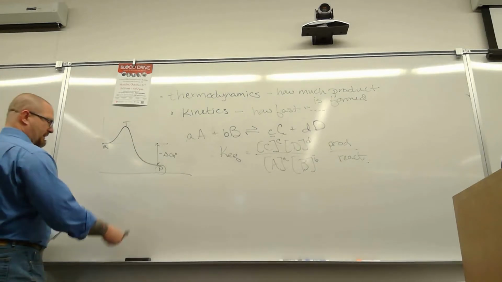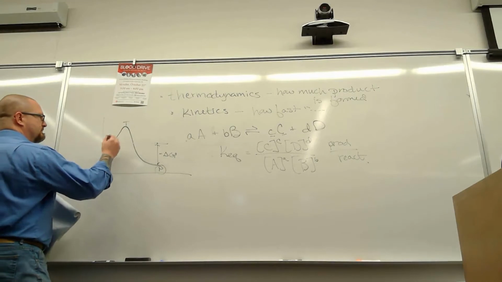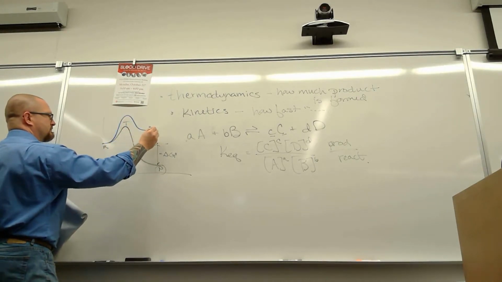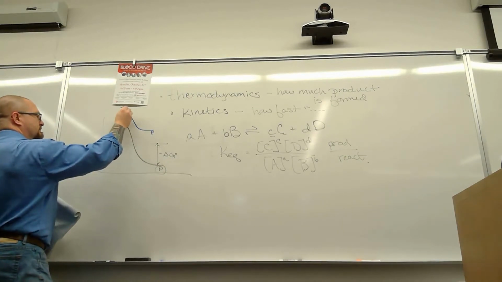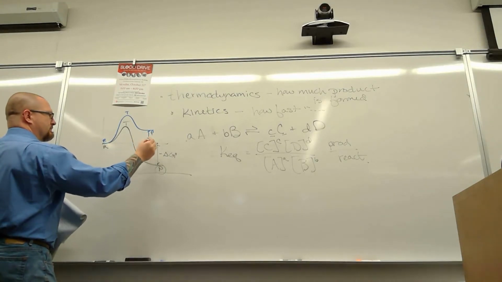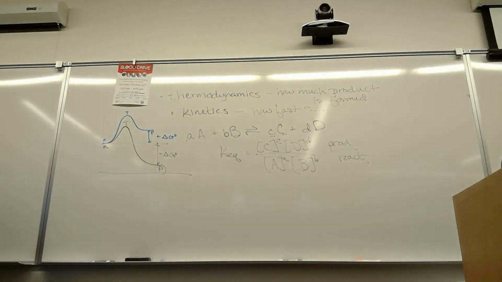What if we have something like this? Now we've got a product which is higher energy than the reactant. This results in a positive delta G for this reaction and is typically described as not favorable or non-spontaneous.